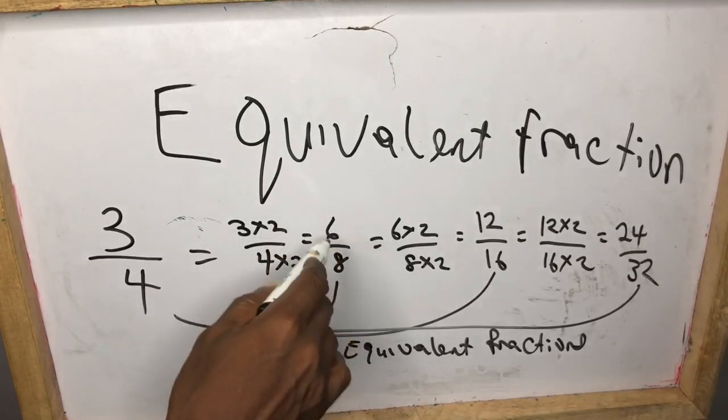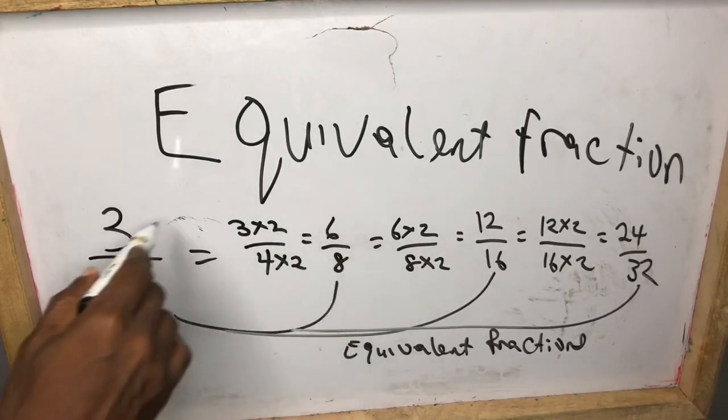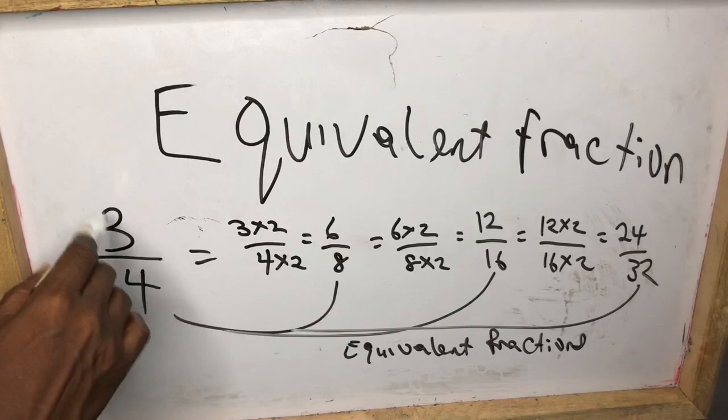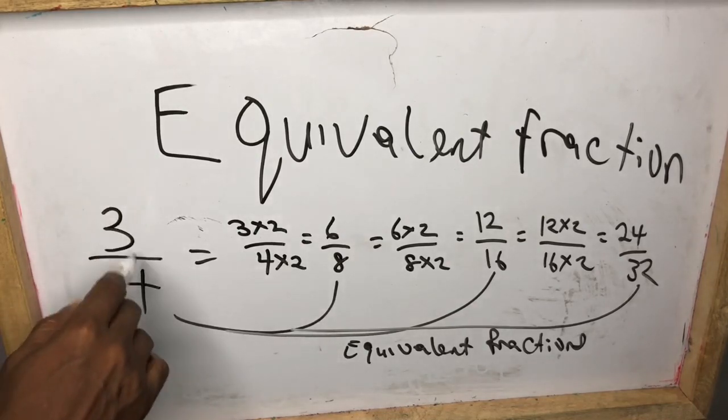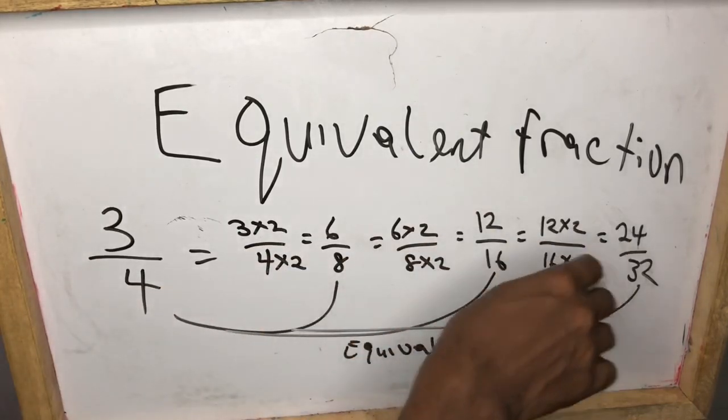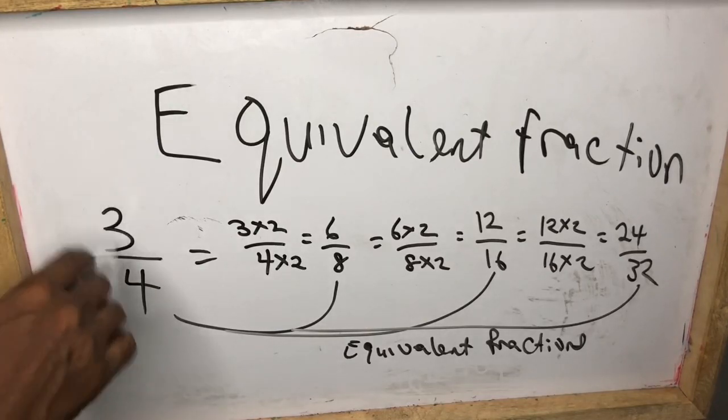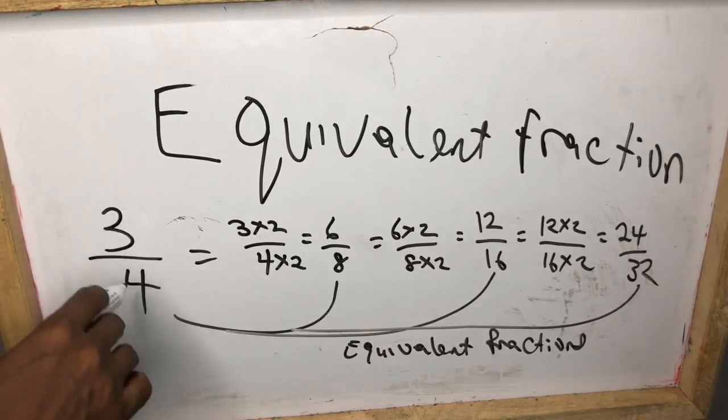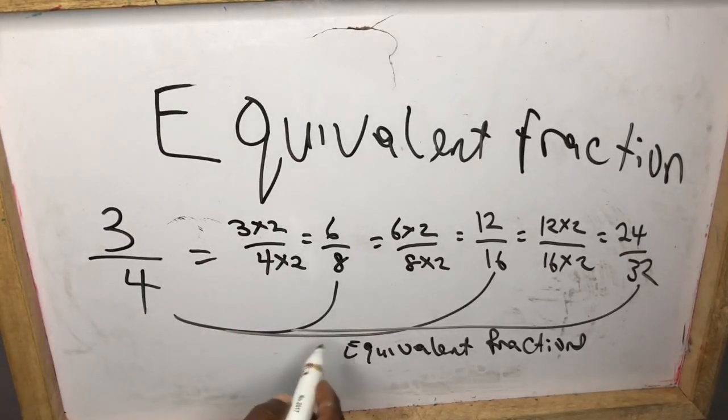So when you now divide those fractions, the value you are going to get will be the same. 3 divided by 4, the value will be the same thing as 6 divided by 8. The value will be the same thing as 12 divided by 16. The value will be the same thing as 24 divided by 32. So that is what makes it equivalent fractions. Once you divide them, the value you are going to have will be the same.